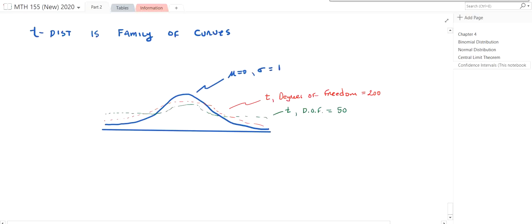So as the degrees of freedom get higher and higher and higher, which is associated with more and more data points, then as we go to infinity, the t curves actually match up with the z curves. So t approaches z as n, the number in our sample set, goes to infinity or gets bigger.